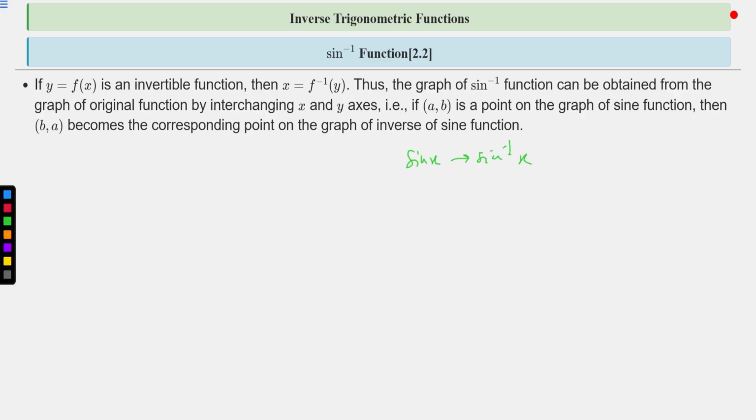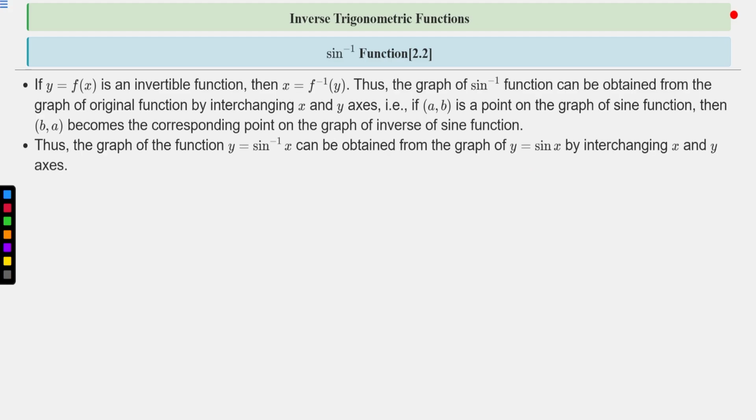So if you take any point (a, b) on sin x, then it will become (b, a) on sin⁻¹x, because sin⁻¹x is the inverse of sin x. That is, the graph of sin⁻¹x is basically the reflection of the graph of sin x with respect to the line y equal to x. Thus, the graph of the function y equal to sin⁻¹x can be obtained from the graph of y equal to sin x by interchanging the x and y axes. So we can easily find the graph of y equal to sin⁻¹x by using the graph of y equal to sin x.